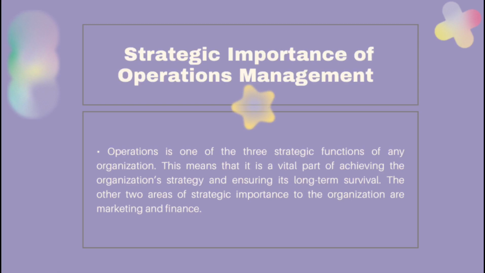Meaning to say, operation is one of the most important things to achieve the organization's strategy and make certain its perennial survival. The other two areas of strategic importance to the organizations are marketing and finance. So, in other words, for any organization, operation, marketing, and finance are very important, because the management of an organization circulates around and is based on them in order to be successful.